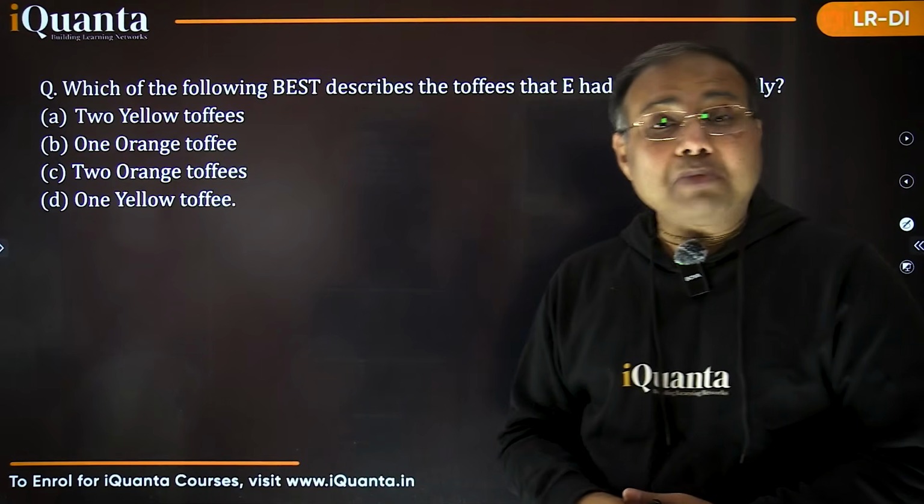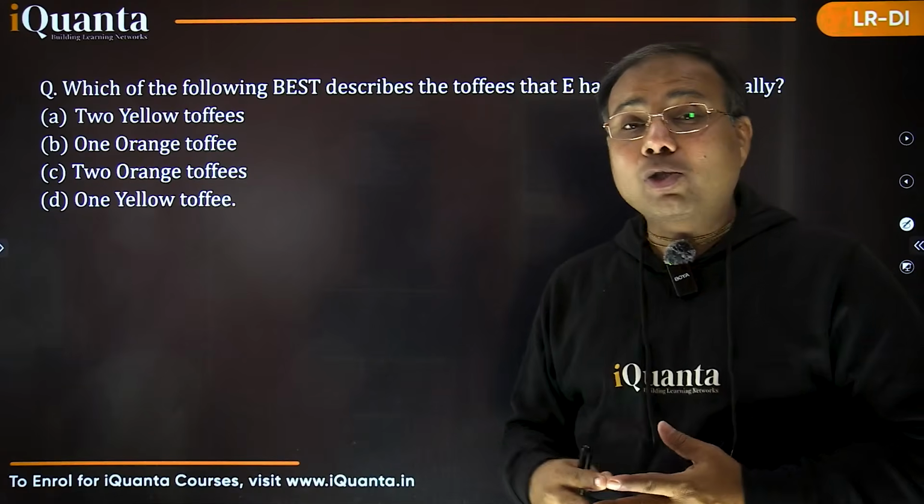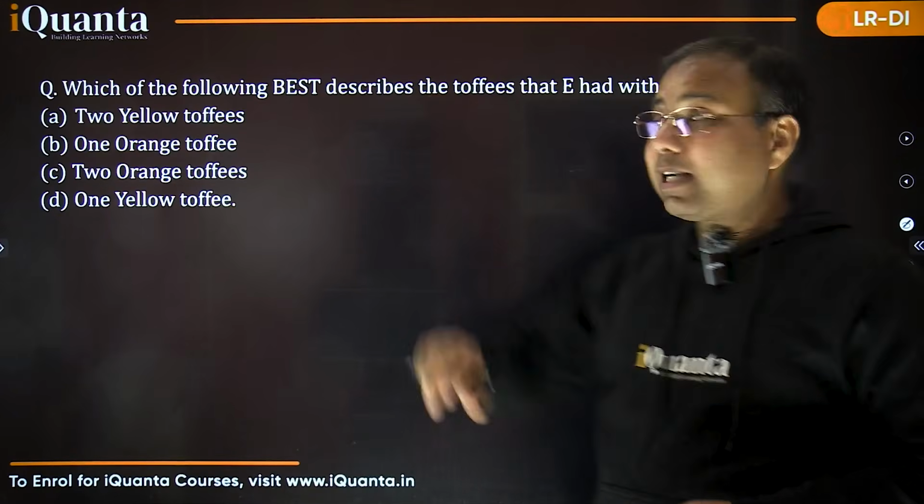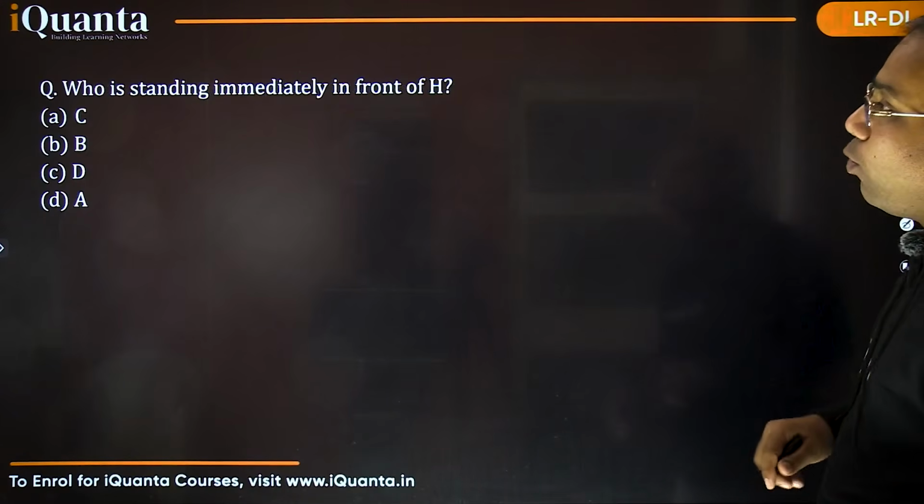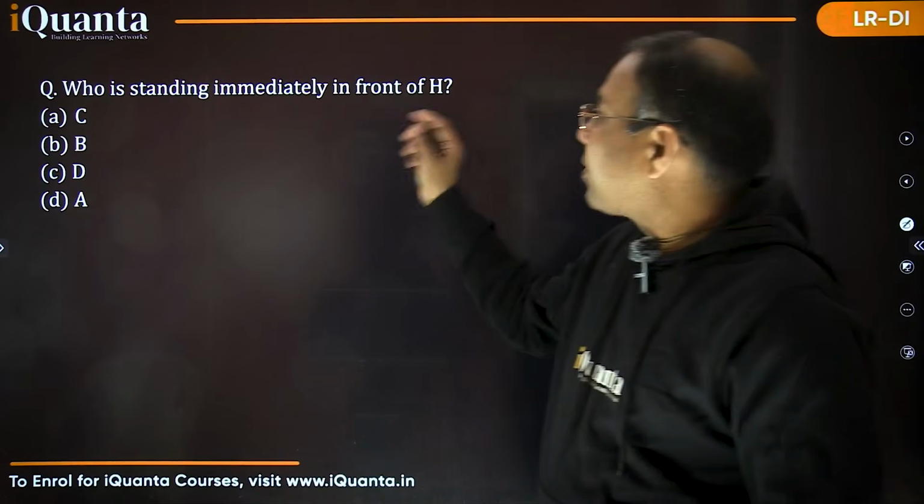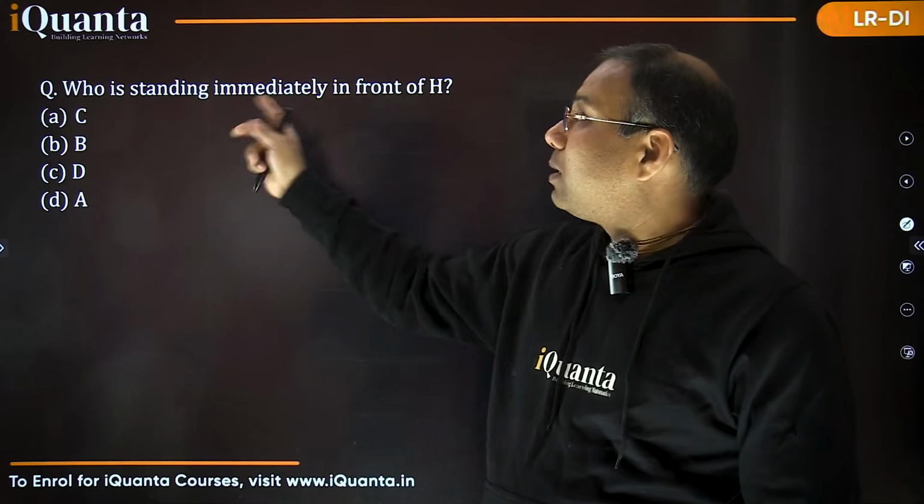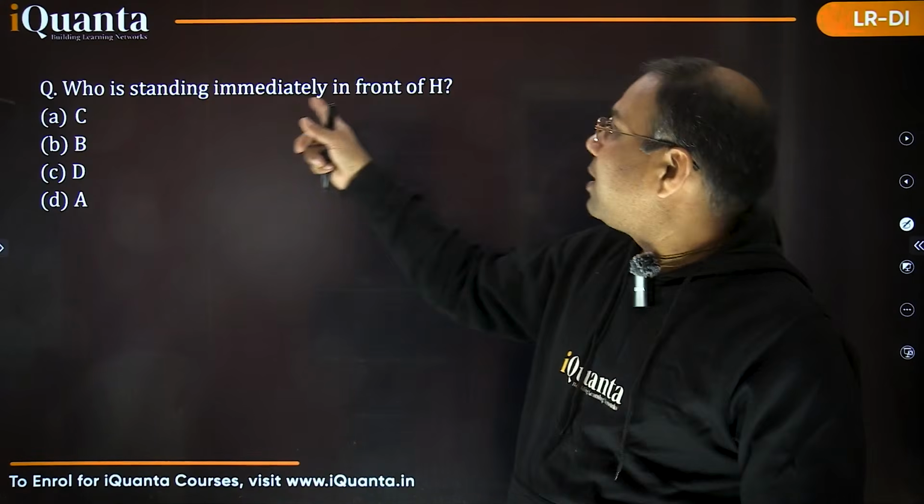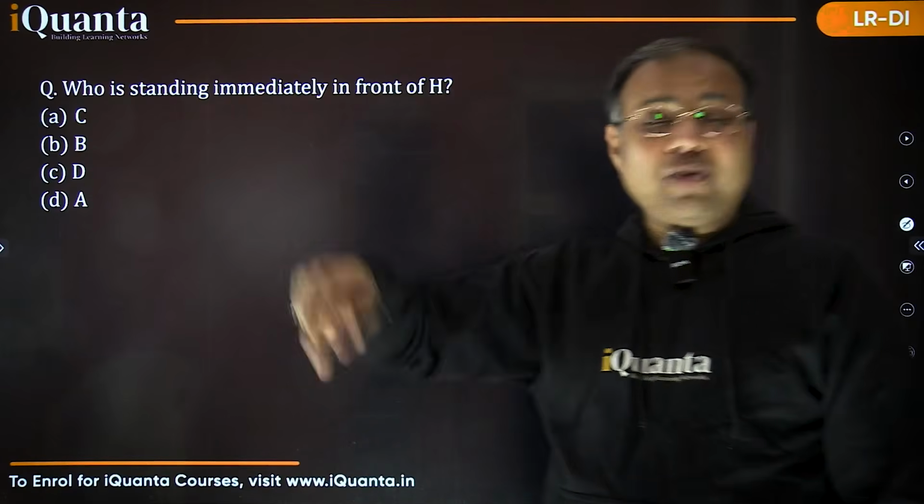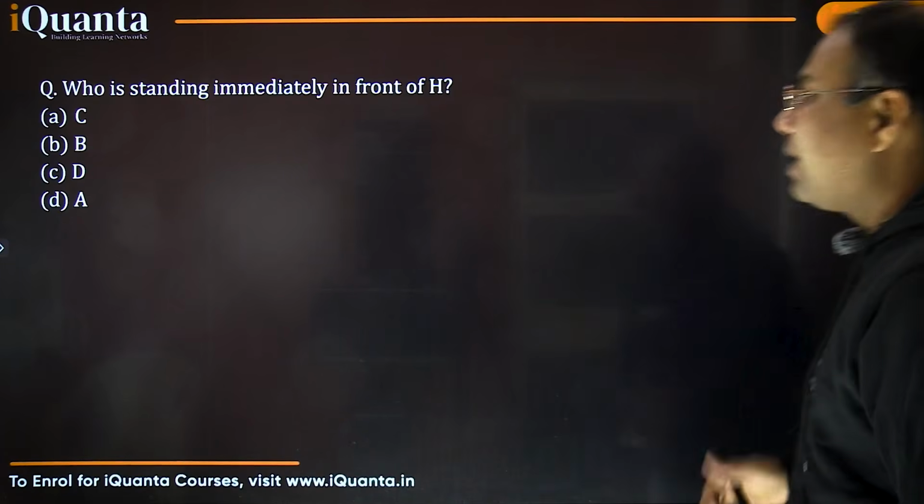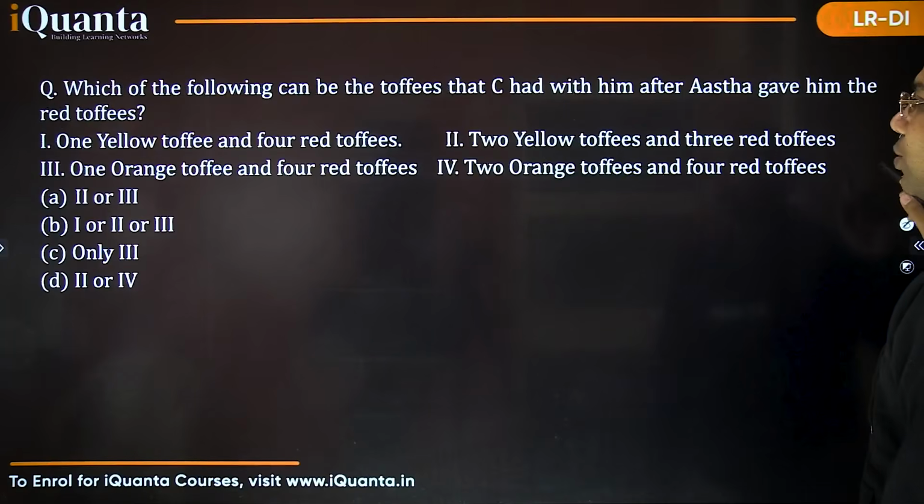So maybe if there are more than one case, even then, for E we should have fixed values, right? And like that only. Who is standing immediately in front of H? So in terms of order also, H, or whoever is immediately in front of H, that is also going to be fixed, even if there are multiple cases. I hope you're getting that. So that is the way we need to check from the questions as well.